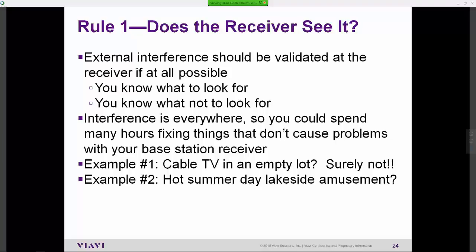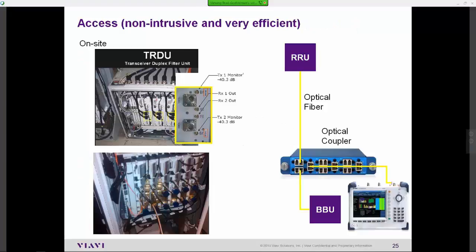So there's no end to the potential sources of interference. But does the receiver see it is really the first rule of what you need to understand and know what it is you're looking for. Now, in terms of efficiency, the first rule, there's 3 rules to testability: access, visibility, and controlling the device under test.